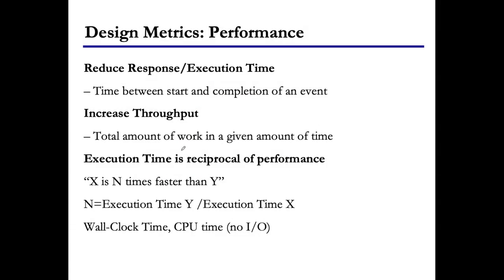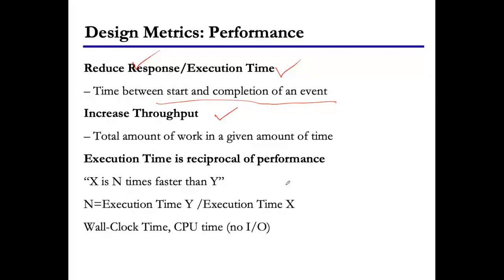The other one is design metrics in terms of performance. The first one is abstraction, another one is performance. Performance means reducing the response time or the execution time. The time between start and completion of an event is known as your response time or execution time. And the throughput, the total amount of work done in a given amount of time, must be increased.